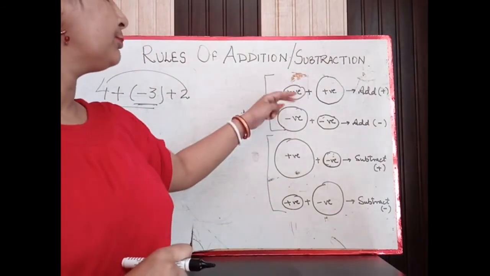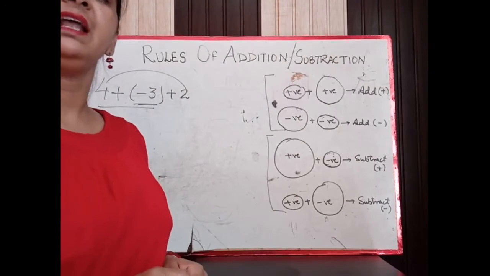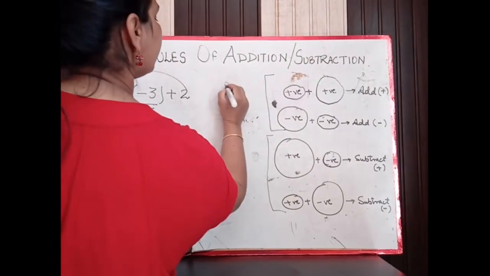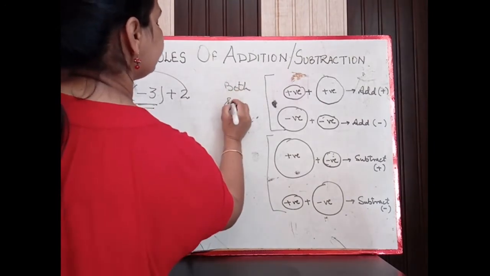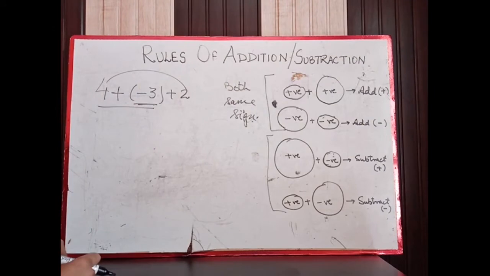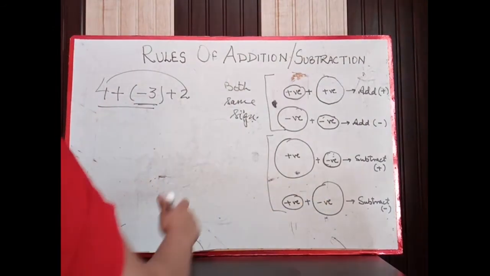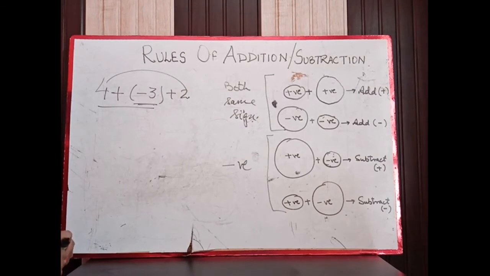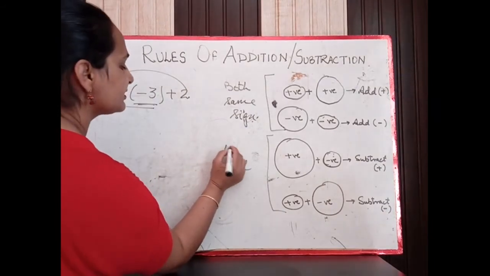What will we do? If both are positive, we will add. If both are negative, we will add. That means if both are of the same sign, we have to add in both cases. If one is positive and one is negative, we have to subtract. That means if both are of different signs, we have to subtract.